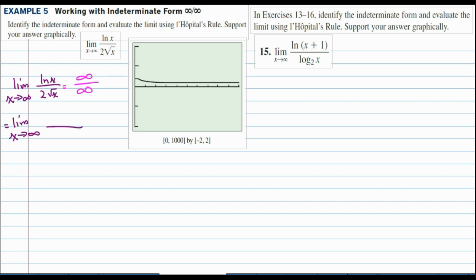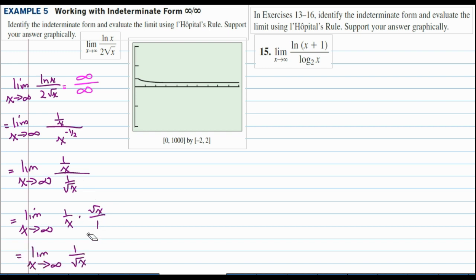So I'm going to take the limit as x approaches infinity of the derivative of natural log of x, which is 1 over x, over the derivative of 2 square root x, which is x to the now negative 1/2. So I'm going to simplify a little bit first. So I made that a square root. Instead of dividing fractions, multiplied by the reciprocal, simplify, and I get 1 over the square root of x.